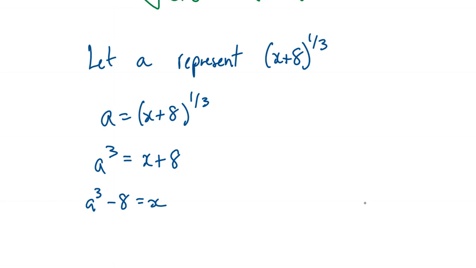Is that okay? Third step. As x approaches 0, you have to determine what a approaches. What does a approach as x approaches 0?